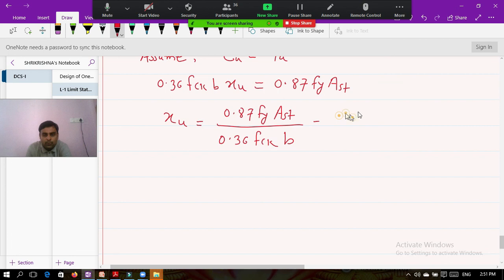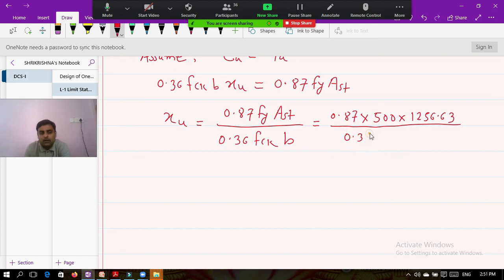So if you put the values, it is 0.87 into Fy, I think it is 500, into 1256.63 whole divided by 0.36 into Fck is 25 into b. What is the width of the section given? I think it is 250. So now from this you will get the value of XU. I don't have the answer. Let me know the value of XU. This is an unsolved problem. What is the answer for XU?